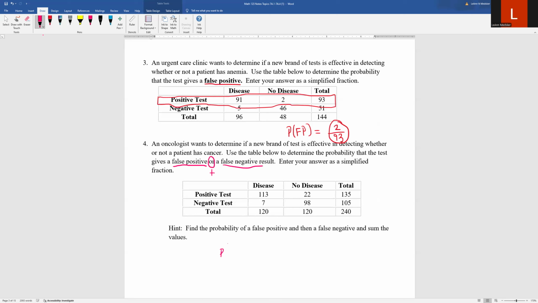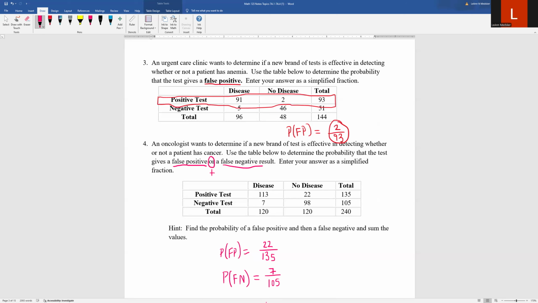So for the false positive, we have to look at only positive tests. So there's 135 positive tests. Out of those, 22 of them said the test said you have the disease, but their body says no, they don't. So that's the false positives. Then we need our probability of our false negatives. Okay, so negative test was 105. And we would then look for those incorrect reporting. So negative means you don't have disease, but there were 7 people who got a negative test who actually are sick with that. So that would be false negatives.